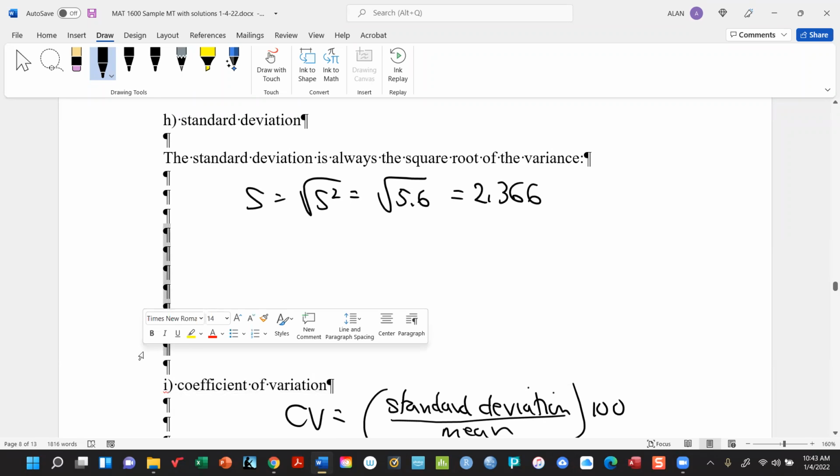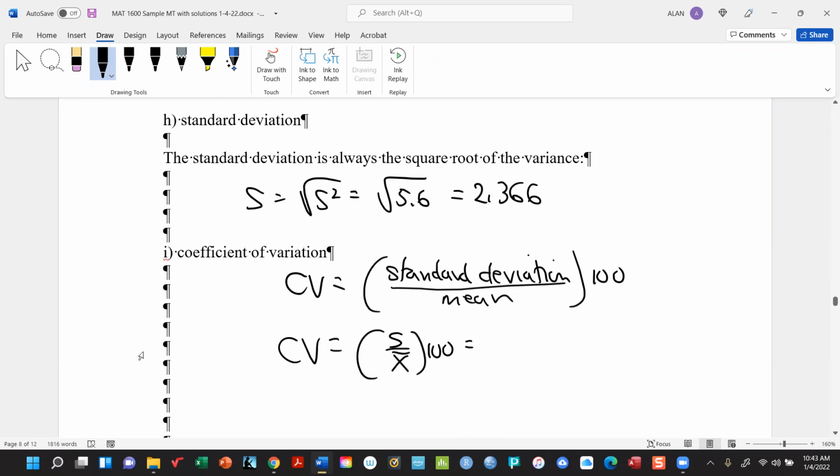Without that, we can't do our coefficient of variation. So therefore, we'll have 2.366 over 2 times 100, which works out to be about, let's say 118.3, which is a percentage. So in other words, the standard deviation is about 1.2 times as large as the mean.